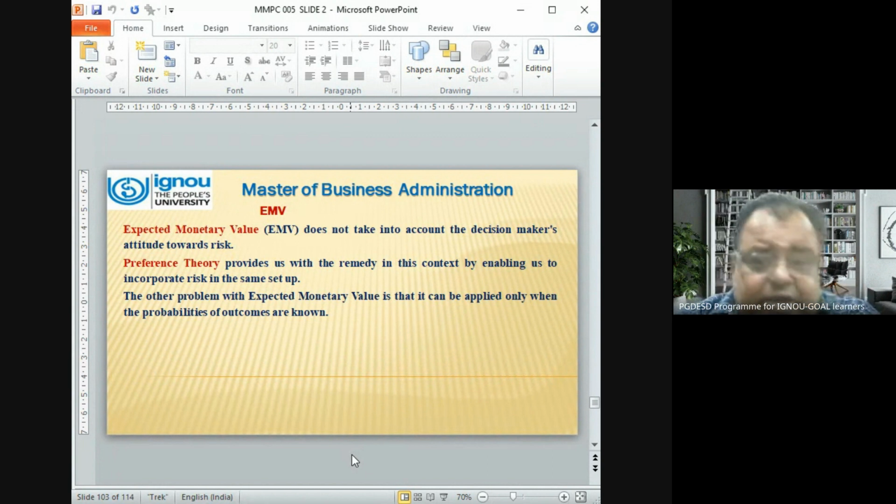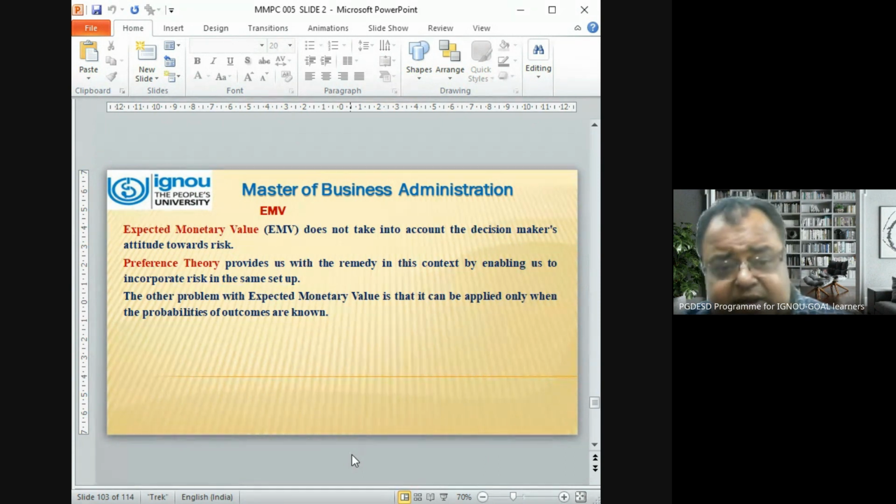does not take into account the decision maker's attitude towards risk. Preference theory provides us with the remedy in this context by enabling us to incorporate risk in the same setup. The other problem with expected monetary value is that it can be applied only when the probabilities of outcome are known.